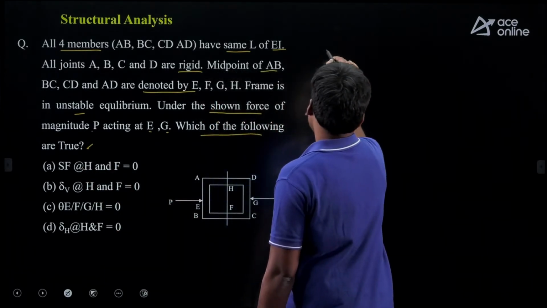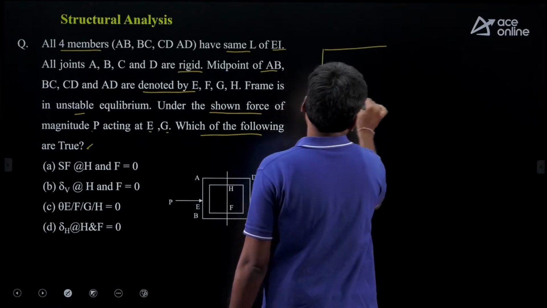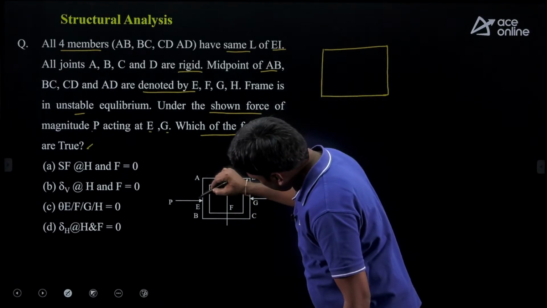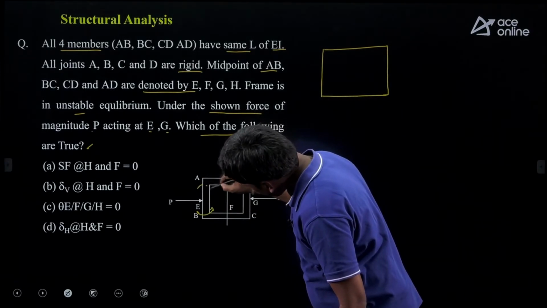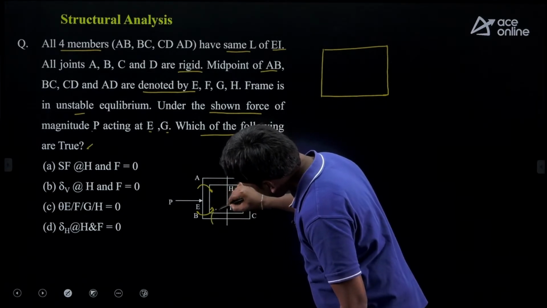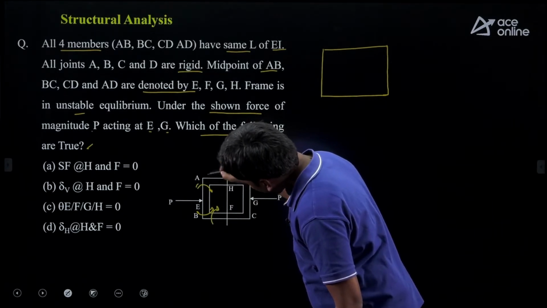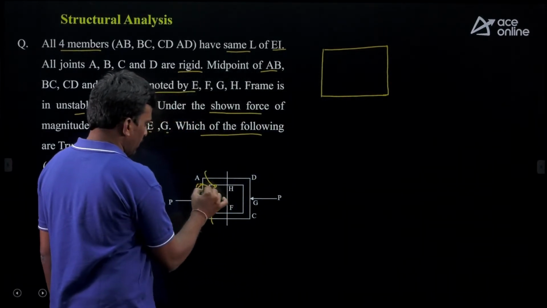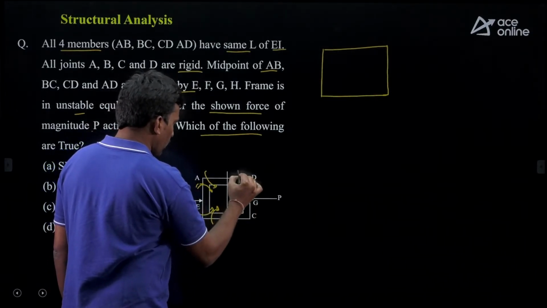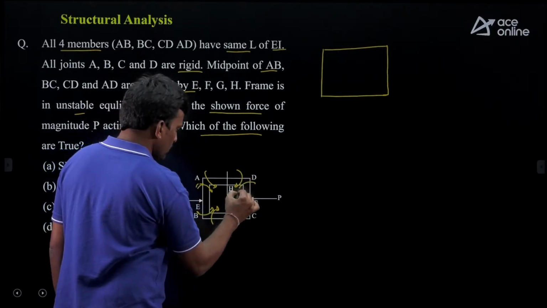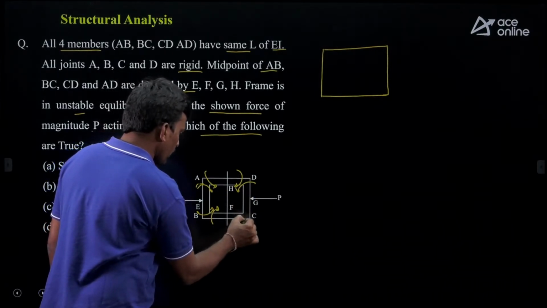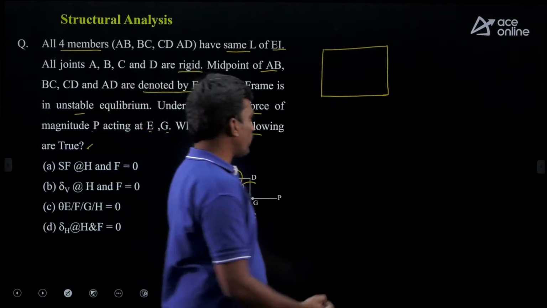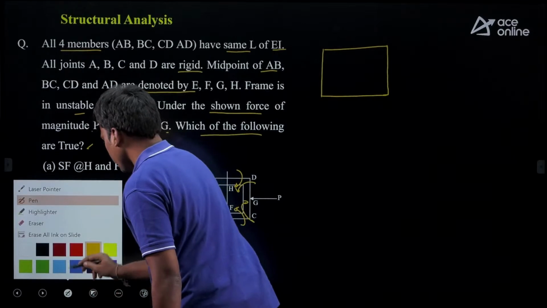For this box frame, we will draw the bending moment diagram. We can mark the moment here anti-clockwise, here clockwise. This is anti-clockwise, this is clockwise, this is clockwise, then here anti-clockwise. Then due to symmetry, the opposite direction is the same. This is clockwise, so this is anti-clockwise, then clockwise, then anti-clockwise. Now we will draw the bending moment diagram for this case.